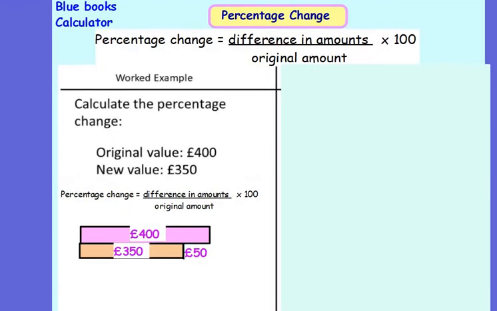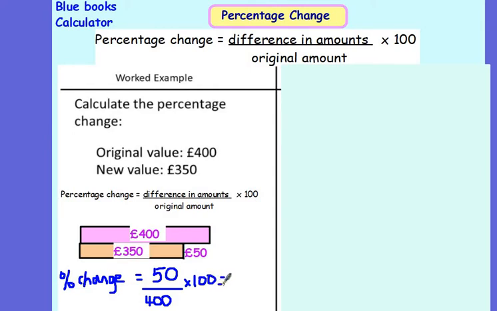Now we need to use our formula. Percentage change is equal to the difference in amounts. The difference between 400 and 350 is 50. Divided by my original amount, which in this case was 400, multiplied by 100.